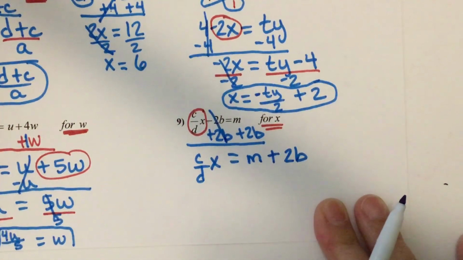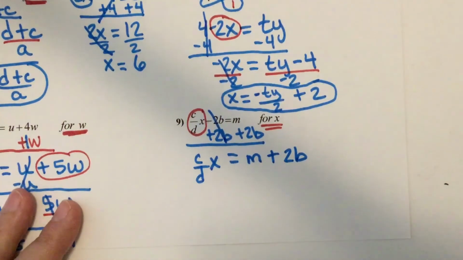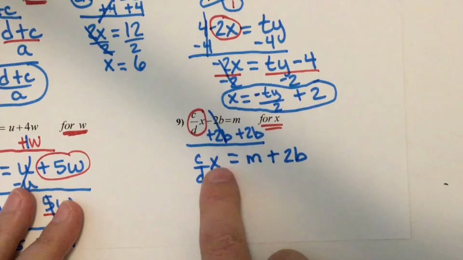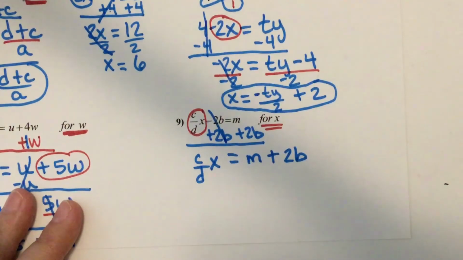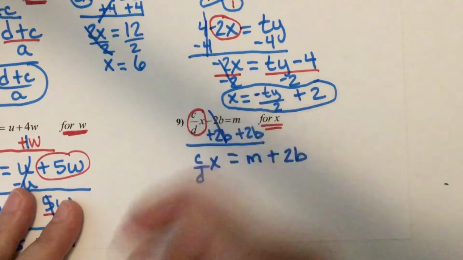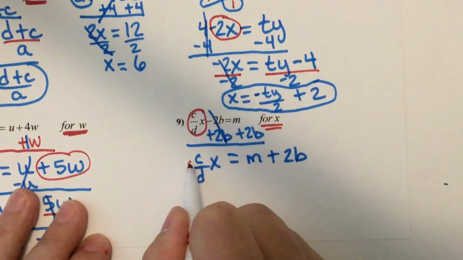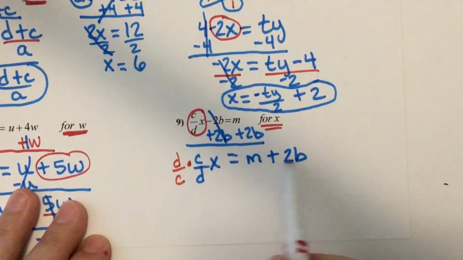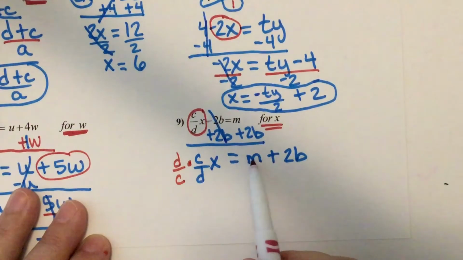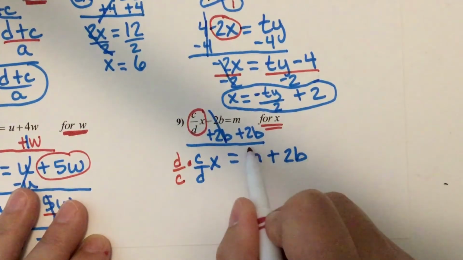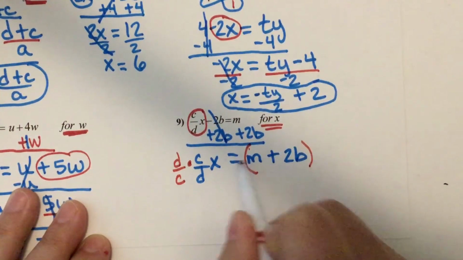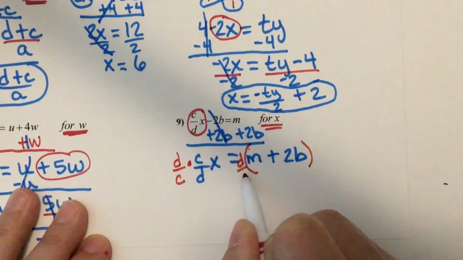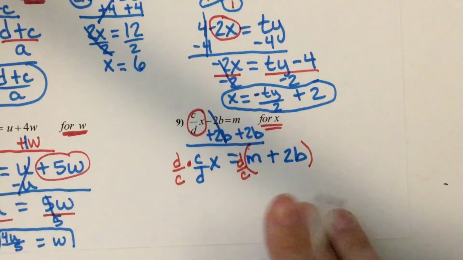Okay, so now to get x by itself, do you remember how we get rid of those fractions that are smushed with the variable? We multiply by the reciprocal. So I'm going to multiply this side by d over c, and I'm going to multiply this side by d over c. But I've got two different terms over here, so I need to put parentheses around it to get the whole thing multiplied by d over c.